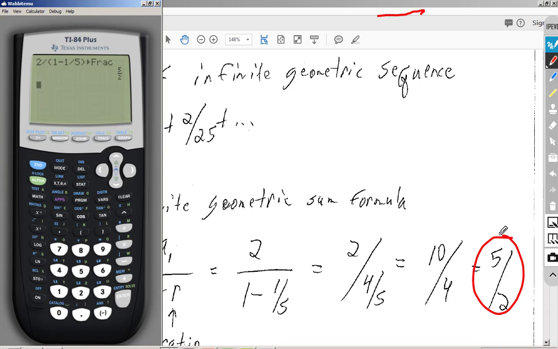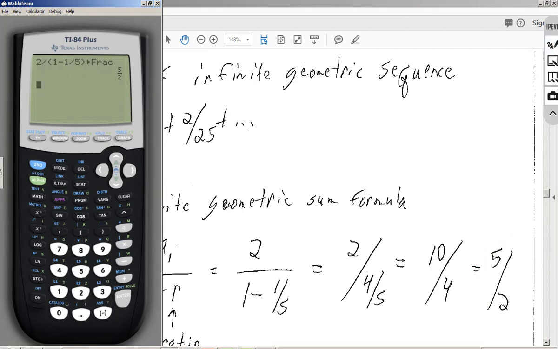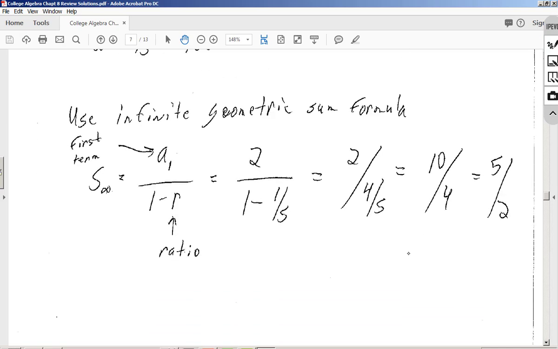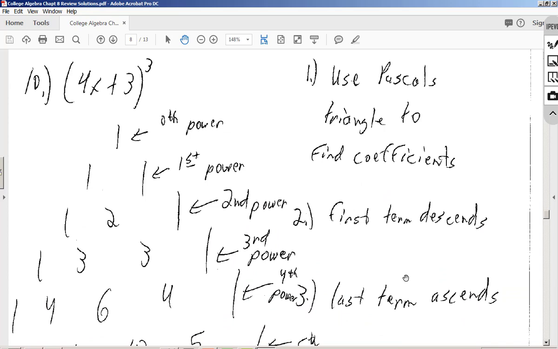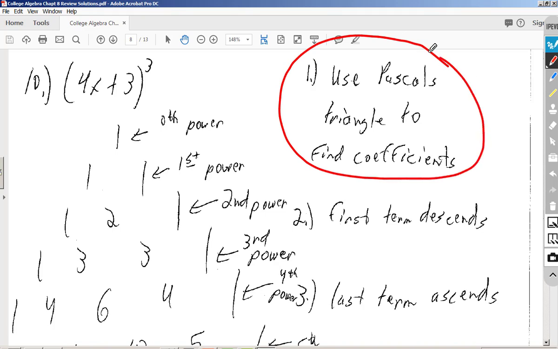On number 10, let's scroll down here to number 10. Let's go ahead and use the binomial expansion on number 10. It says we got 4x plus 3, all to the third. So we're going to take this to the third power. First off, we're going to use Pascal's triangle to find our coefficients. Remember, Pascal's triangle starts at a 1, and then the 1s stay on the outside, and then you add the number above it. So this 1 plus 1 is going to give you 2. The 1s stay on the outside, and then this 2 plus 1 gives you the 3, and 2 plus 1 gives you this 3 right here.